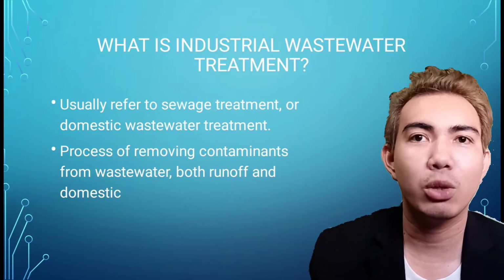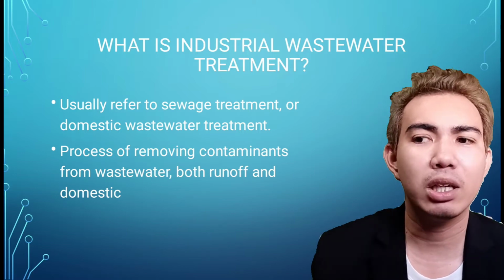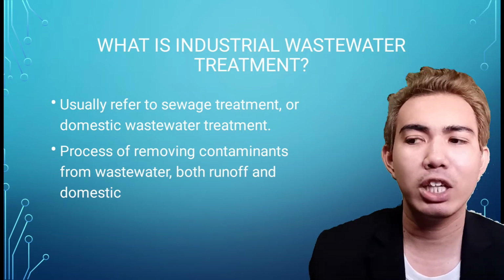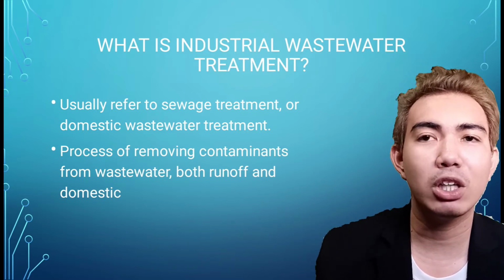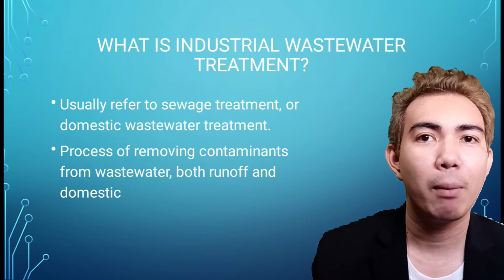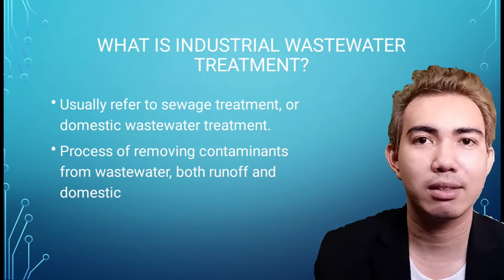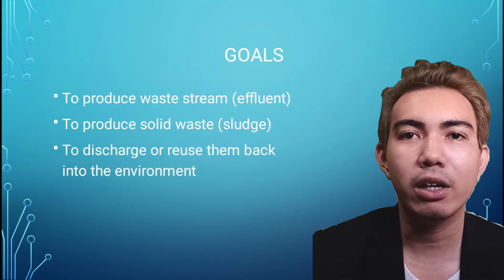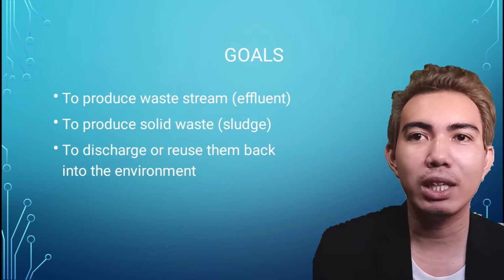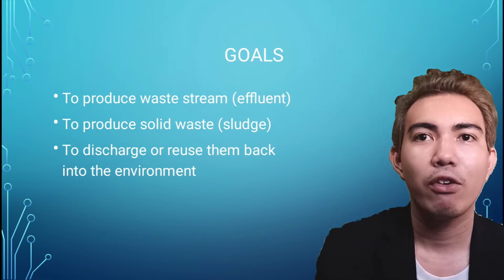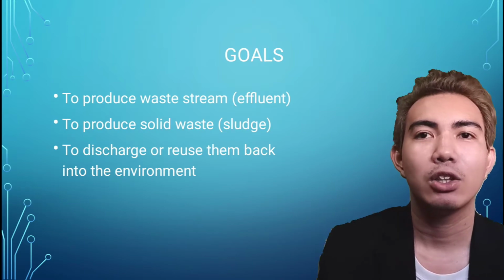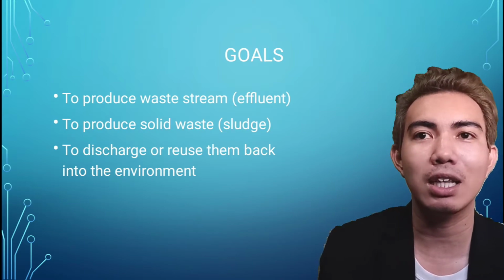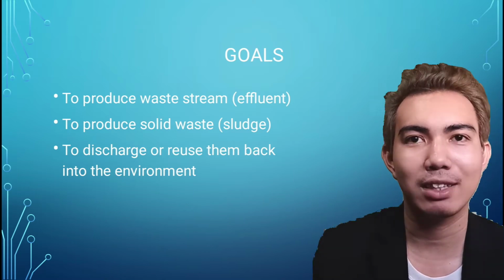What is industrial wastewater treatment? Usually referred to as sewage treatment or domestic wastewater treatment, it is the process of removing contaminants from wastewater, both runoff and domestic. We have here our main goal, why we need wastewater treatment. First, to produce a waste stream or the effluent, to produce solid waste or the sludge, and to discharge or reuse them back into the environment.